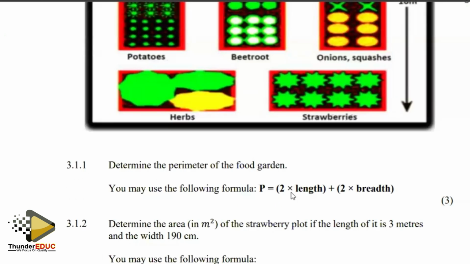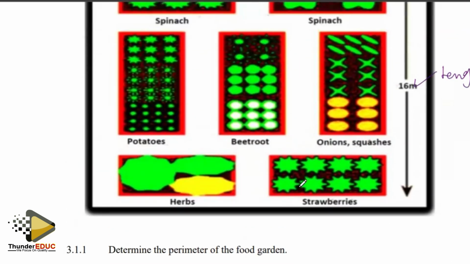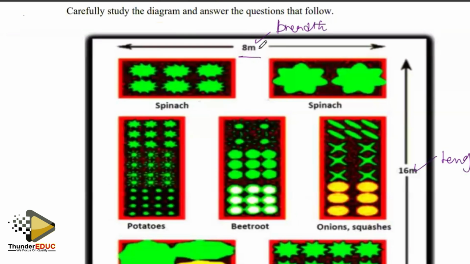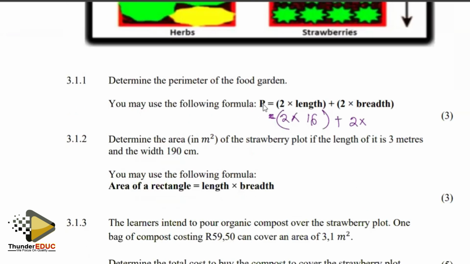Remember, they have told us to use the formula 2 times length. Please learn how to substitute. The formula is already given to you. You won't get a mark for the formula. Then ask yourself, what is in the formula? 2 will not change, times the length. I've just shown you the length as 16 meters. So you write 16, because you're looking for the answer in a number format. Times the breadth, the shortest one, which is 8. By doing this, you get a mark for substitution.